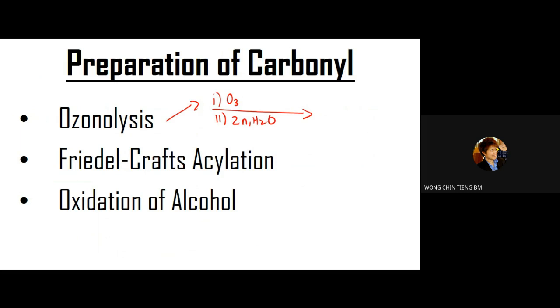Friedel-Crafts acylation that happened only to... Kita belajar benda ni kat mana? Benzene. So, it only happened to benzene. Betul? Dengan kata lain, this thing will only produce aromatic carbonyl. Kenapa hanya produce aromatic carbonyl? Sebab dia hanya berlaku pada benzene. Kita belajar Friedel-Crafts acylation hanya pada benzene. Last but not least, oxidation of alcohol.